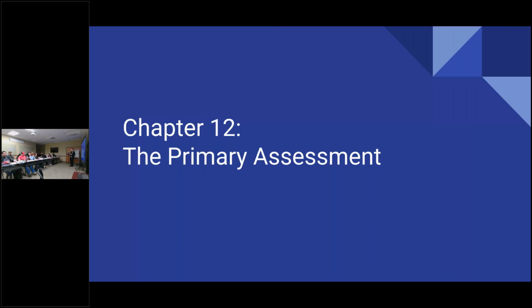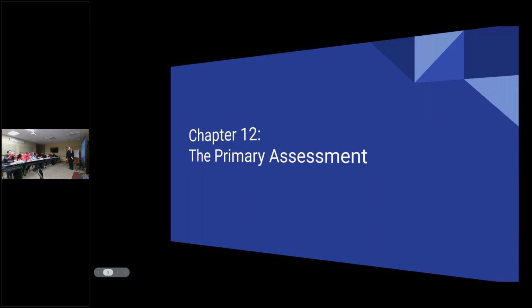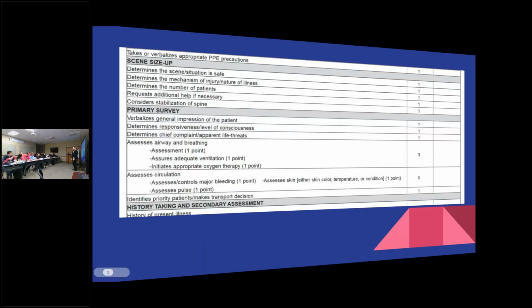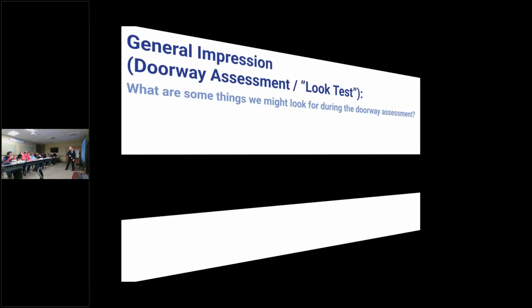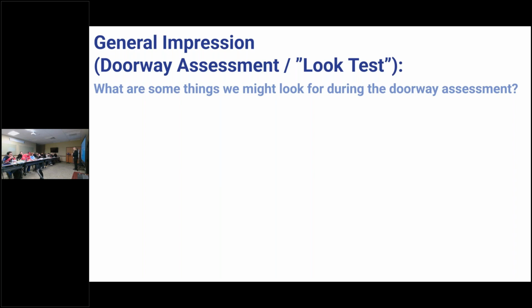Okay, you guys ready? All right, so chapter 12 is on the primary assessment. That will be the second section down on your skill sheets there. I'm sure you've all looked at these sheets before, right? Okay. So number 1 in our primary assessment is going to be our general impression.